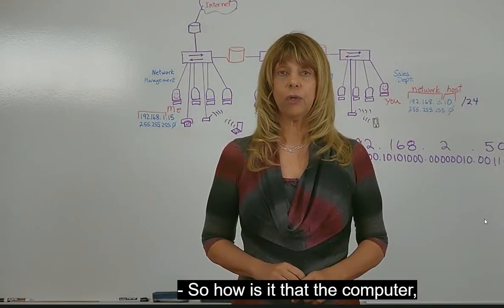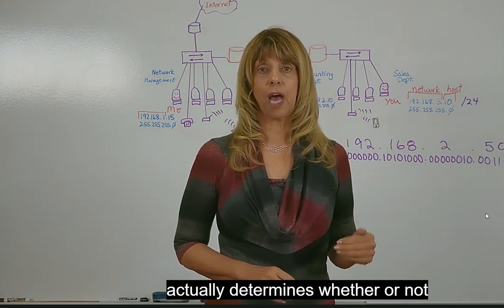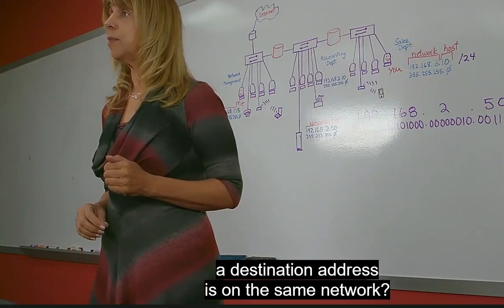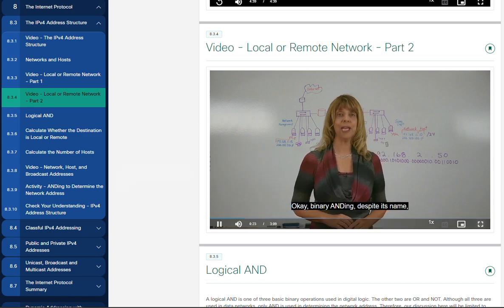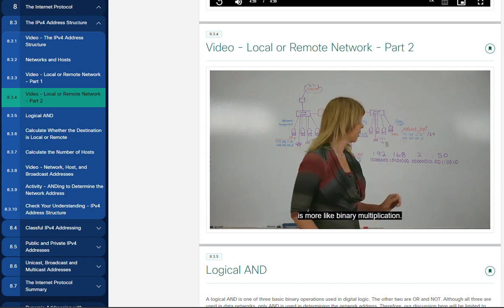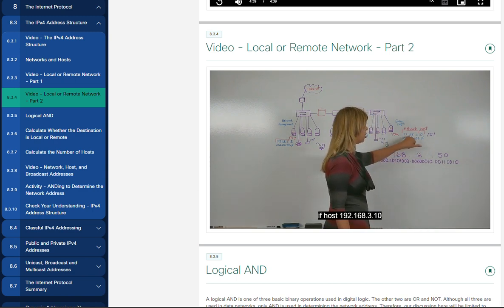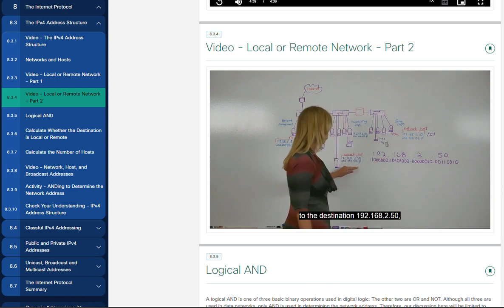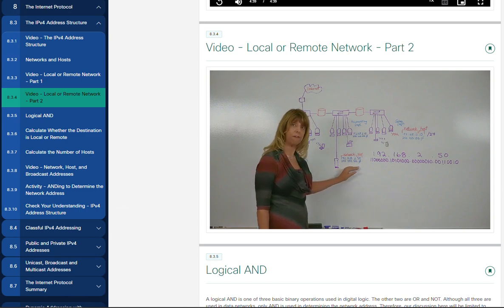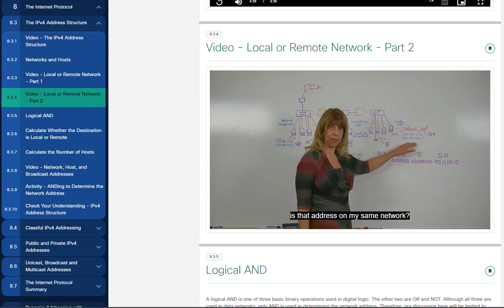So how is it that the computer, which only functions in binary, actually determines whether or not a destination address is on the same network? The computer uses a process called binary ANDing. Binary ANDing, despite its name, is more like binary multiplication. Basically what happens is if host 192.168.3.10 wants to send a packet to the destination 192.168.2.50, it first has to figure out, is that address on my same network?